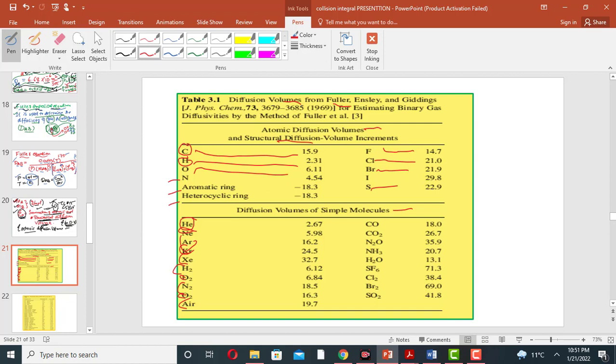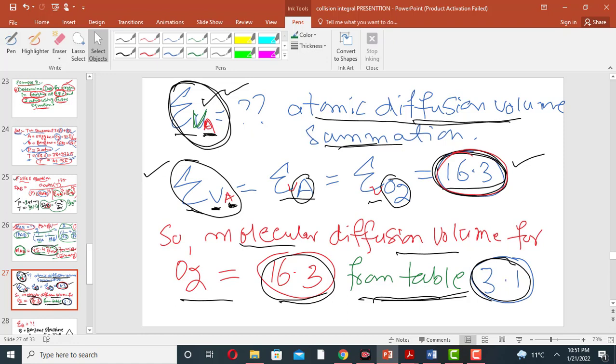So this is the oxygen, O2. The diffusion volume for the oxygen is 16.3. We have determined from the table 16.3.